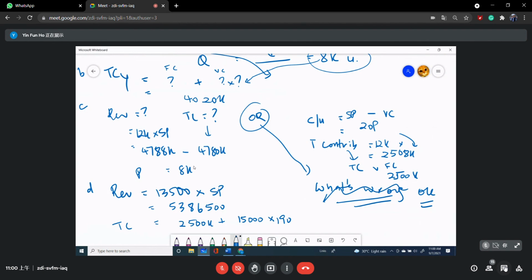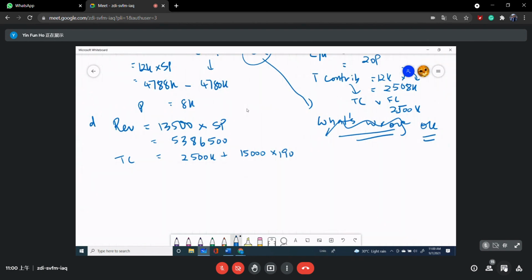Then multiply and add them up. What do we get? And then you get 5350K. So what's the difference? It's the profit. So profit is how much? Minus out, and the answer is 36500. If you want, you can try the other method and see if you can get the same answer.